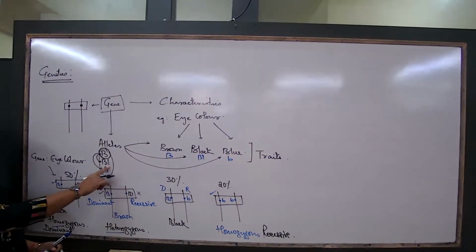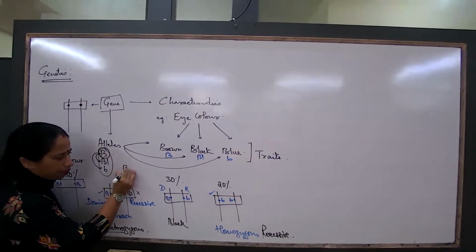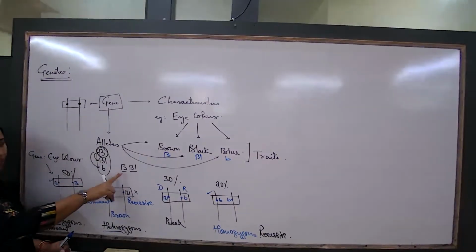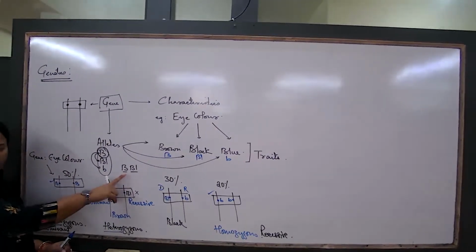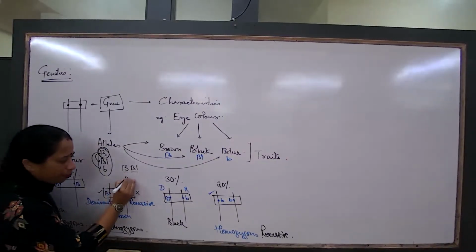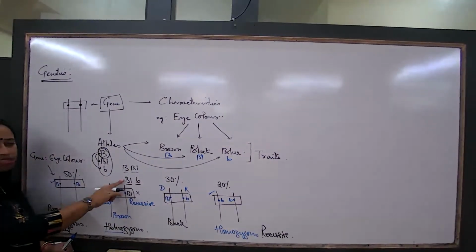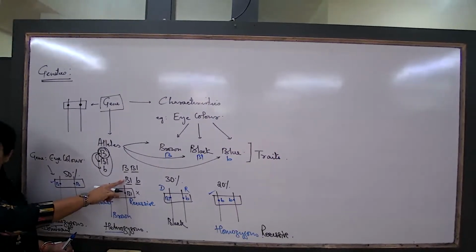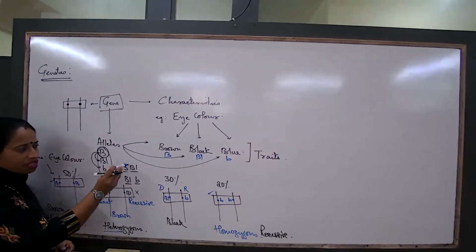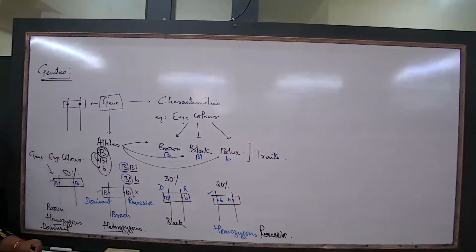But we are writing this way because when I talk about a person who has the combination of alleles like this, eye color is brown. This is recessive, less powerful. But when a person has a combination of alleles like this, then this is expressive. Are you understanding? When these two are together, then this is the dominant one.